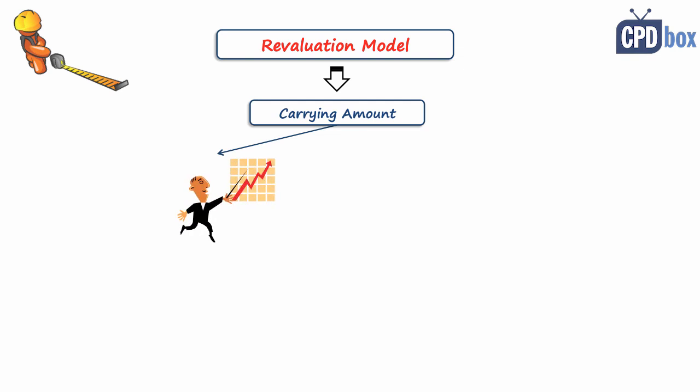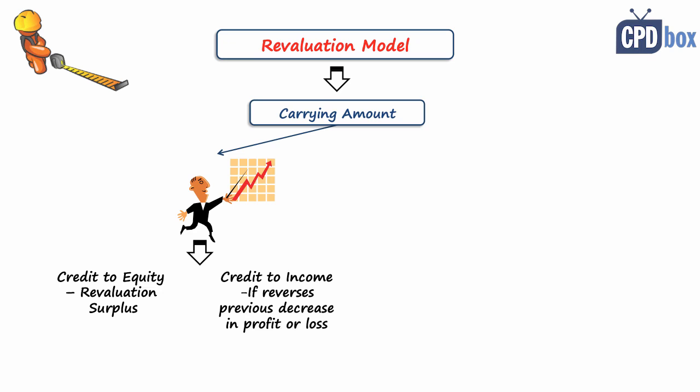So when the carrying amount is increased, then the increase should be credited to equity under the heading revaluation surplus. Well, but if the same asset was impaired before and impairment loss was recognized to profit or loss, then increase of carrying amount shall be credited to income to the extent of reversal of such impairments.